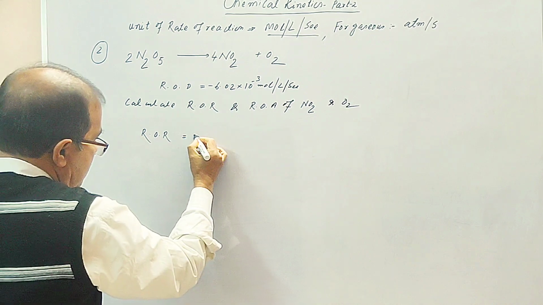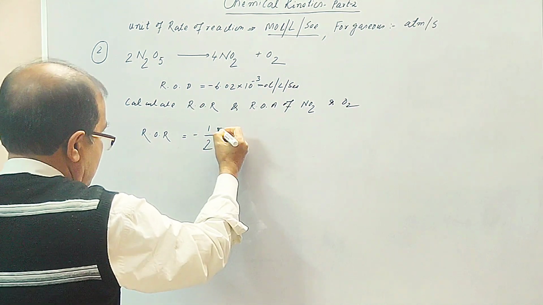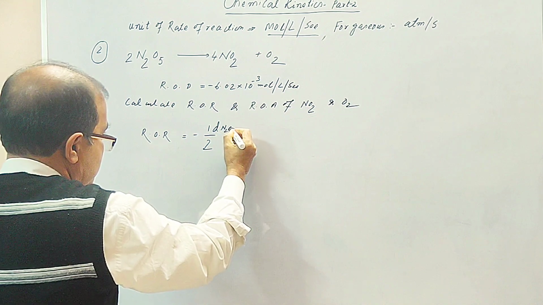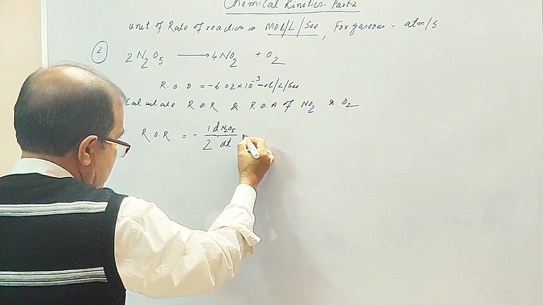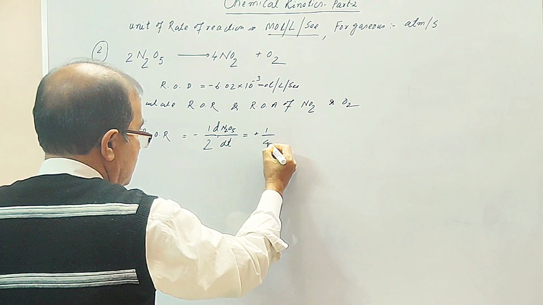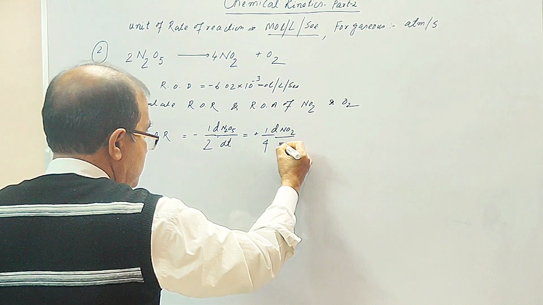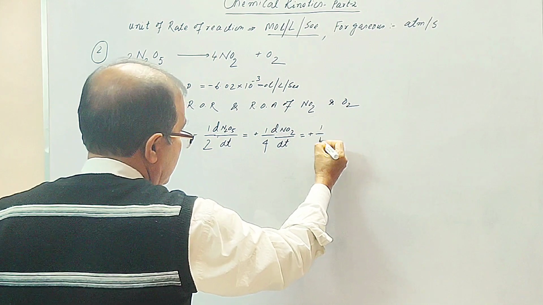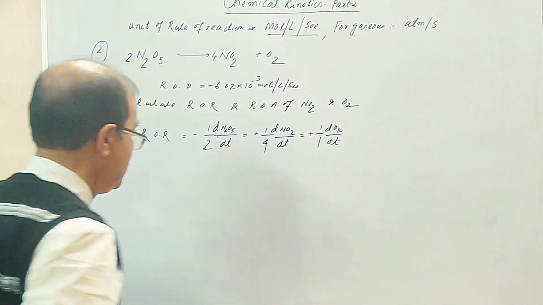ROR is minus 1 by 2 d of N2O5 by dt, that is 1 by 4 d of NO2 by dt, equals 1 by 1 d of O2 by dt.